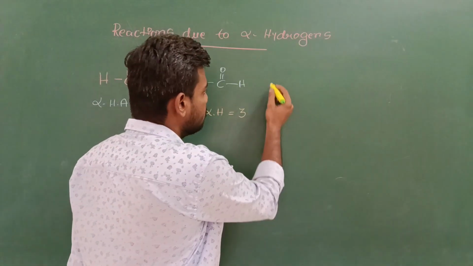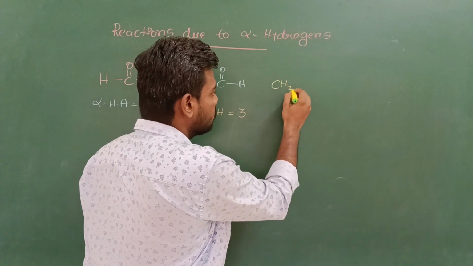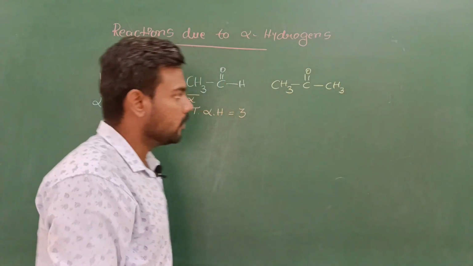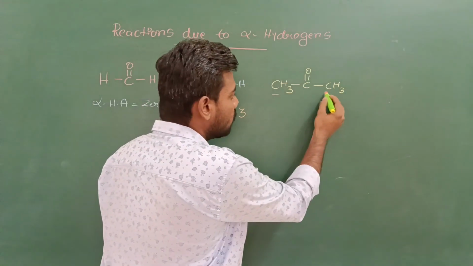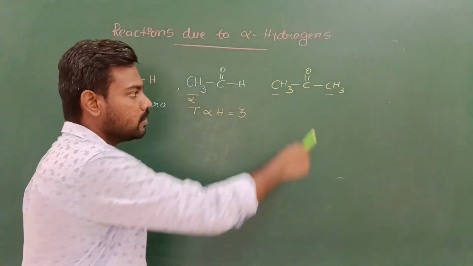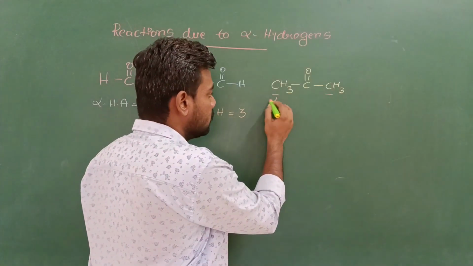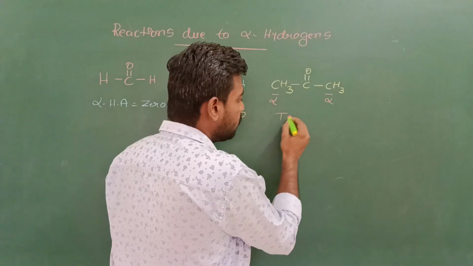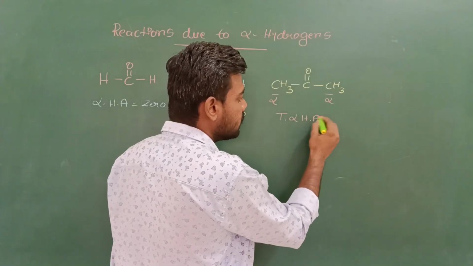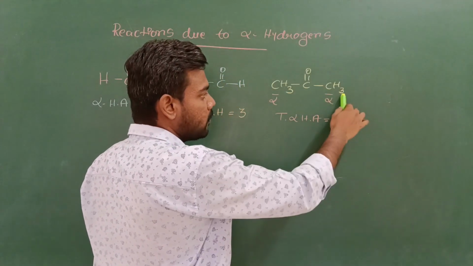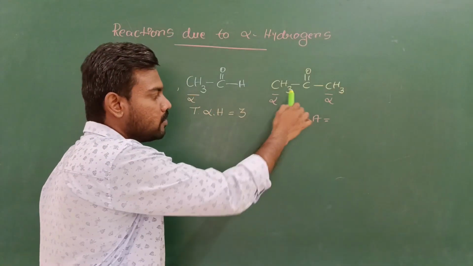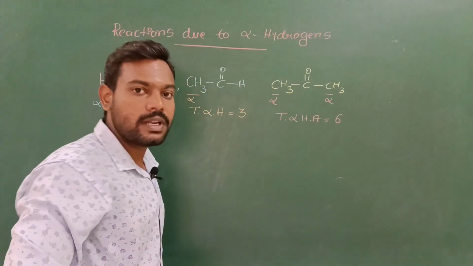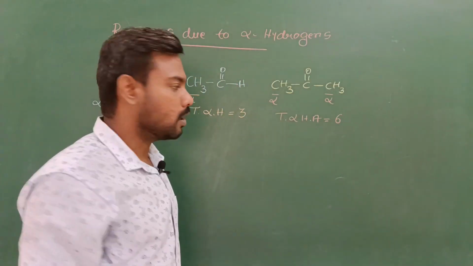And if I consider acetone, we have 2 carbon atoms bonded to the functional group. This is an alpha carbon, this is an alpha carbon, and the total number of alpha hydrogen atoms is, in this we have 3 alpha hydrogens, and here we have 3 alpha hydrogens. Totally we have 6 alpha hydrogen atoms present in the acetone compound.